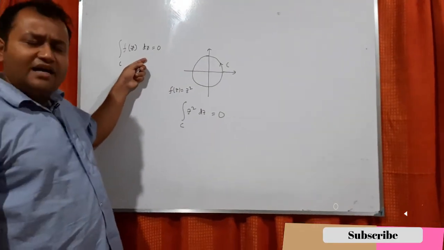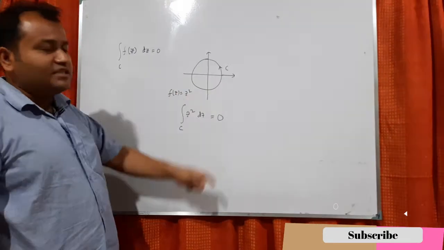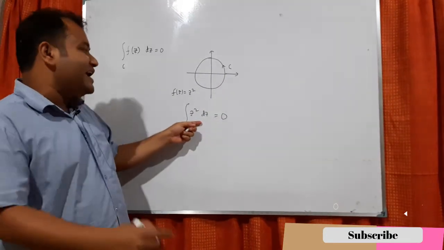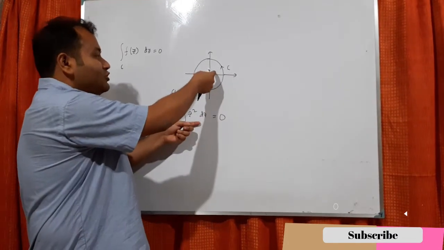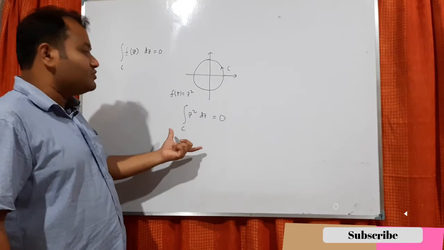So this will help us avoid such long calculations. You can also check this: if you take z in polar form, you can get dz, and the limits should be 0 to 2 pi. So you can check this also, okay.